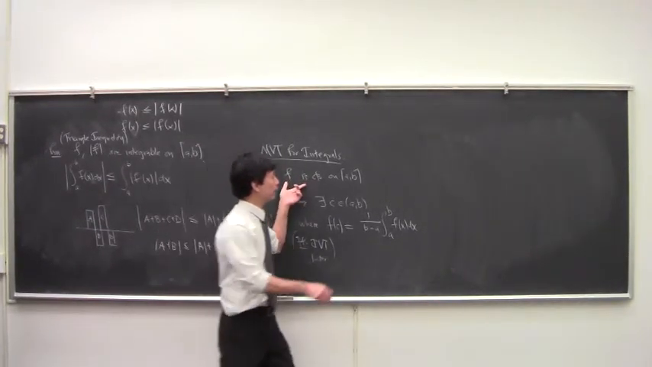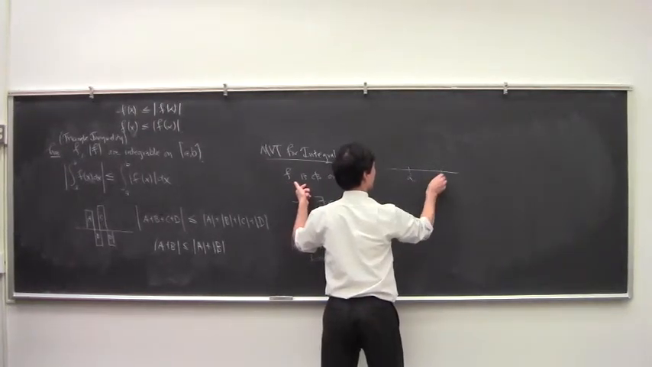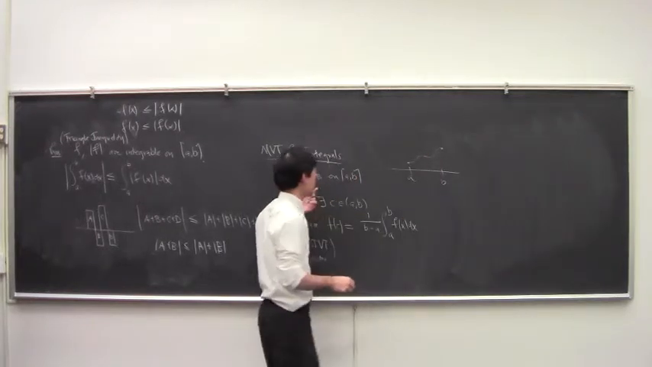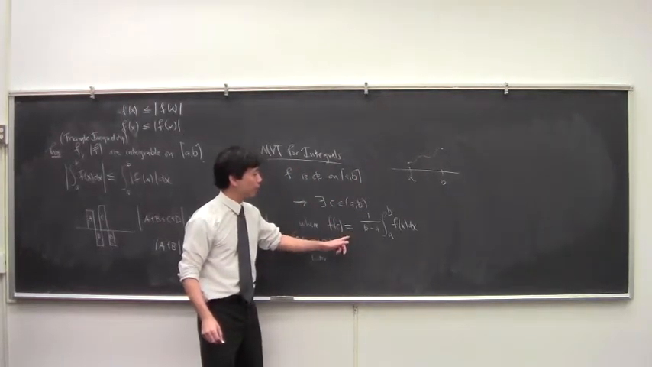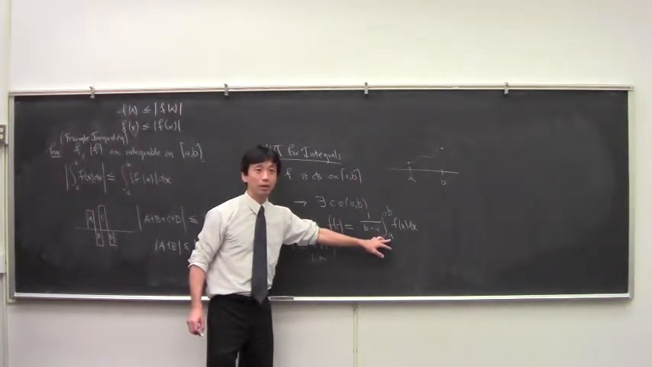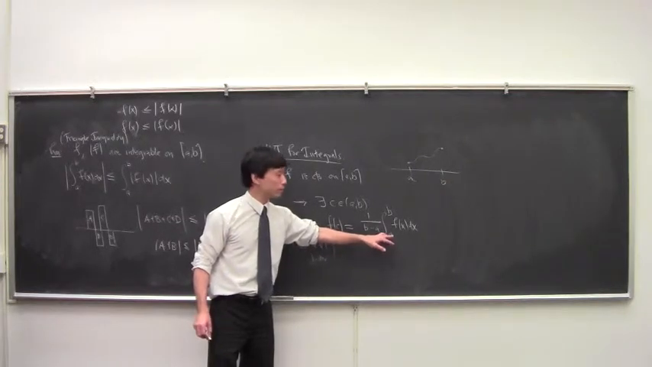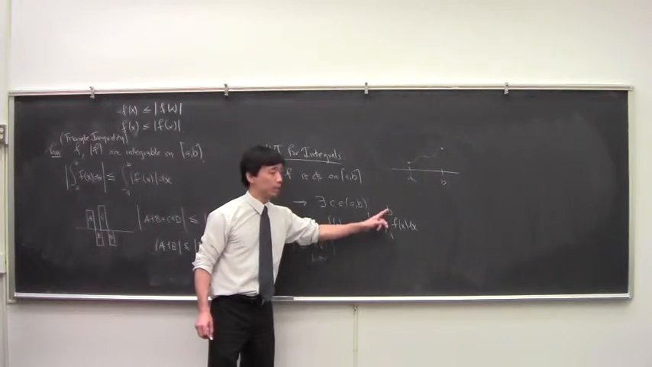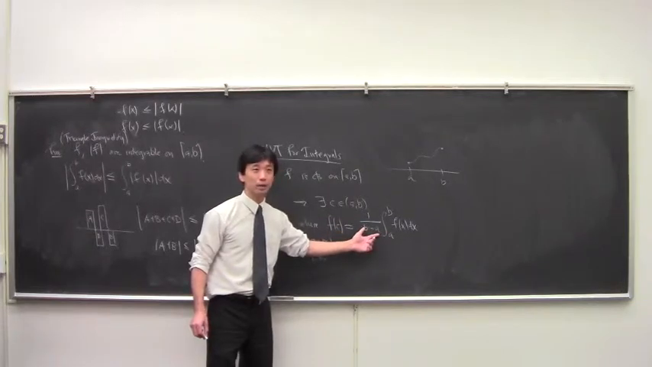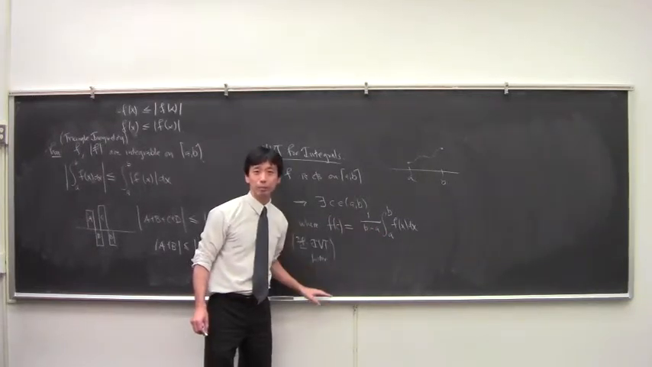f is continuous on [a, b], right? So you have some interval [a, b], and you have some function f, and it's continuous. Then there's some point where f of c equals this thing on the right. Now, what is this thing on the right? Can anyone tell me what this means? You've taken the integral from a to b, and you've divided by b minus a. Can anyone make an interpretation of that?